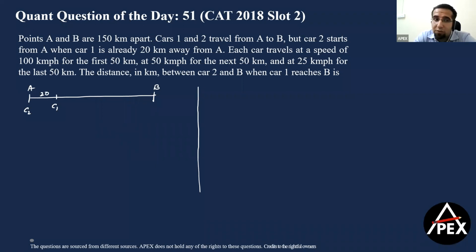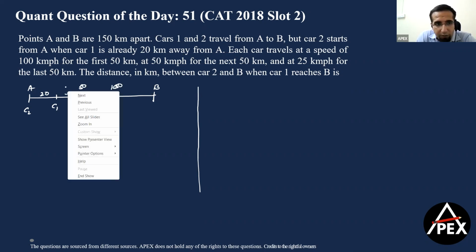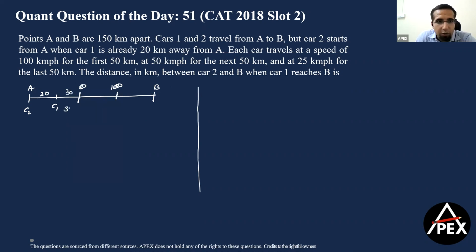Okay. So car 2 starts from A when car 1 is 20 kilometers ahead. So let's say this is my first 50 kilometers, this is my second 50 kilometers, and this is my third 50 kilometers. So this is 100 and that is 150. Now car 1 has to travel 30 kilometers here, 30 kilometers at a speed of 100 kilometers an hour. This is the time taken. For the next 50 kilometers, they are traveling at 50 kilometers an hour. And for the last 50 kilometers, they're traveling at 25 kilometers an hour. So total time taken is 2 hours plus 1 hour plus 3/10th of an hour, times 60 is 18. So total time taken is 3 hours and 18 minutes.